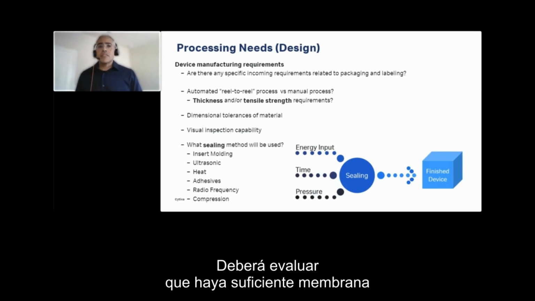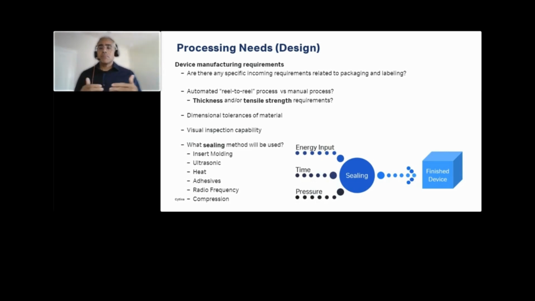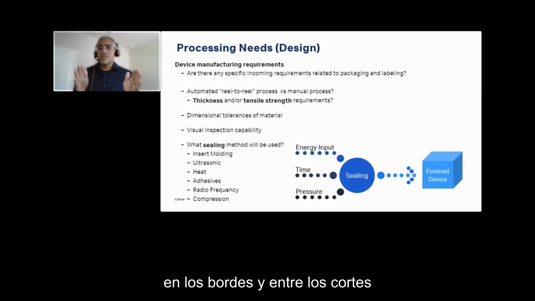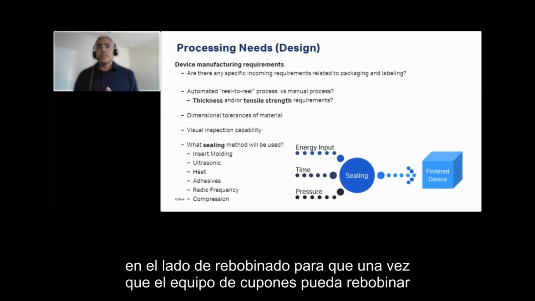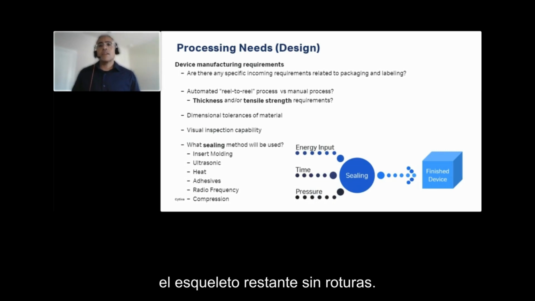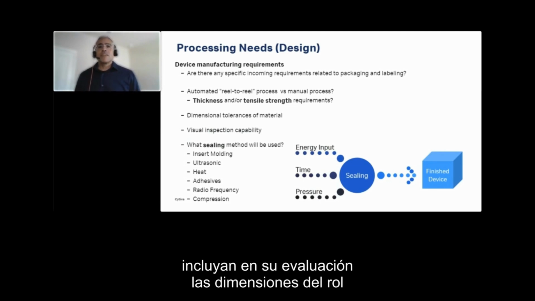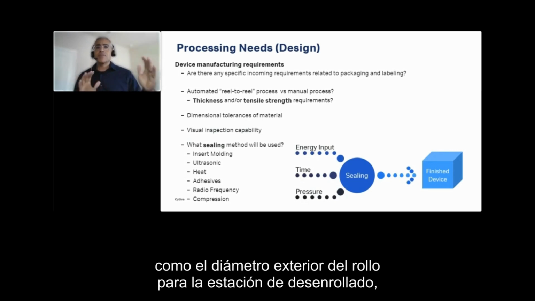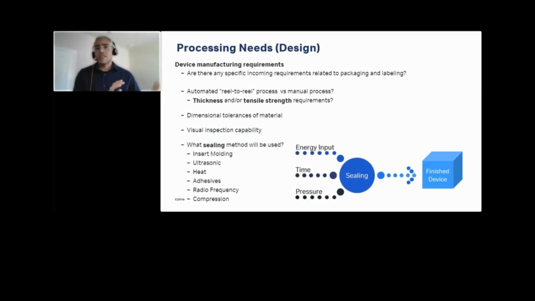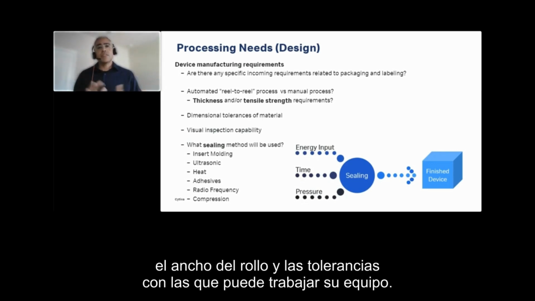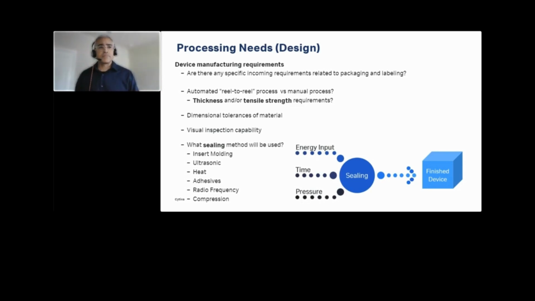You will need to evaluate that there's sufficient membrane on the edges and in between the cuts on the rewind side, so that once the equipment cuts that coupon, it can rewind the remaining skeleton of sorts without breaks. From a dimensional perspective too, include in your evaluation the roll dimensions, such as the outer diameter of the roll for the unwind station, the roll width, and the tolerances your equipment can work with.